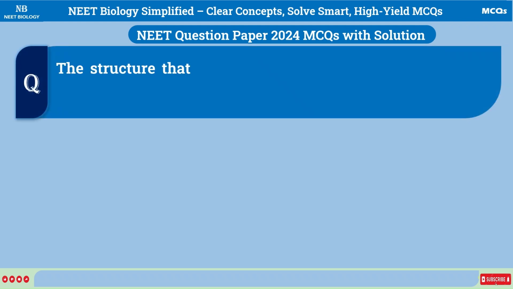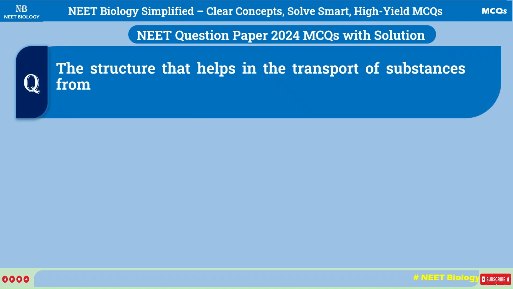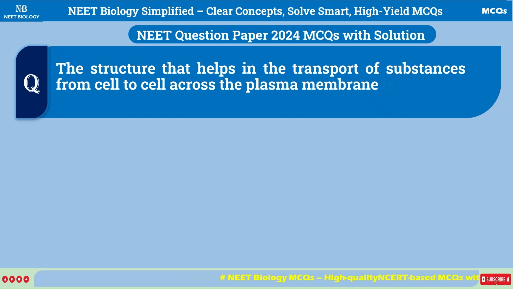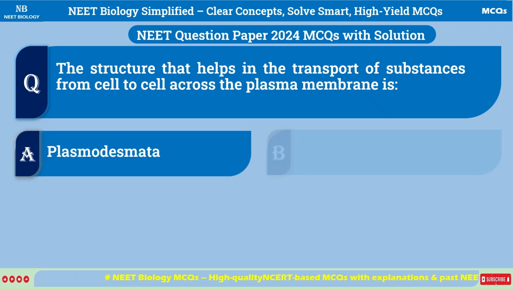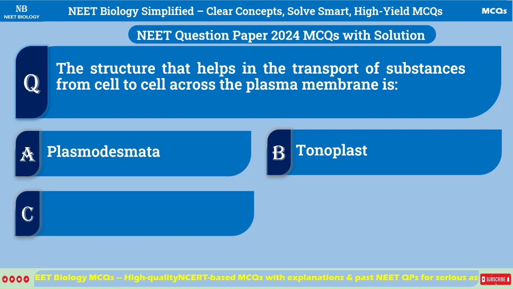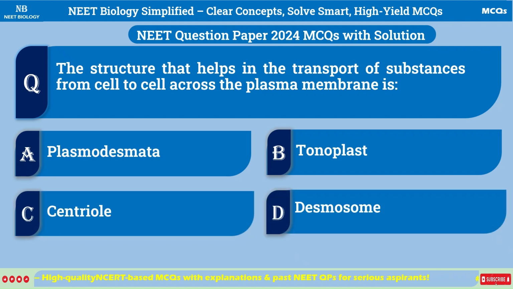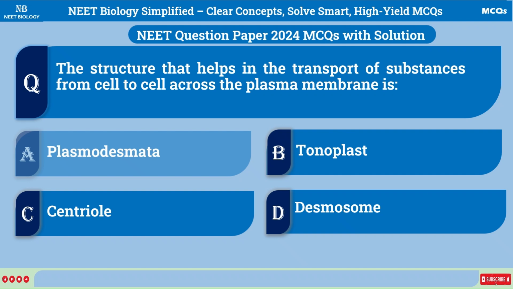The structure that helps in the transport of substances from cell to cell across the plasma membrane is: A. Plasmodesmata. B. Tonoplast. C. Centriole. D. Desmosome. Correct answer is A. Plasmodesmata.